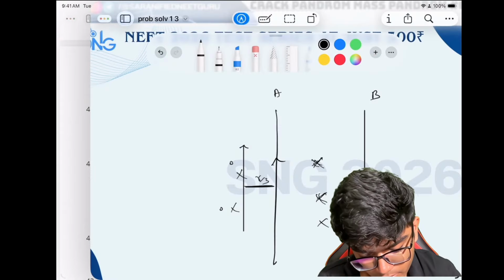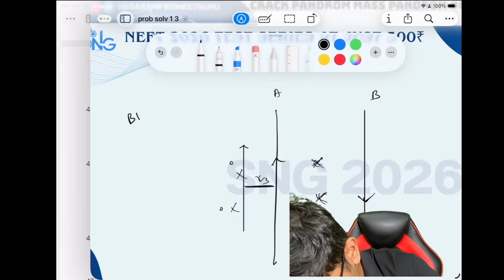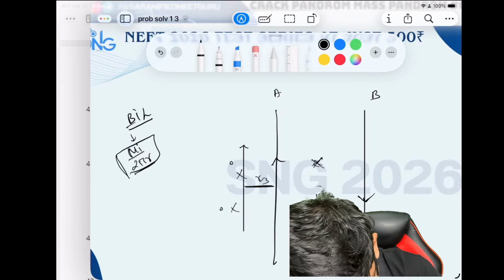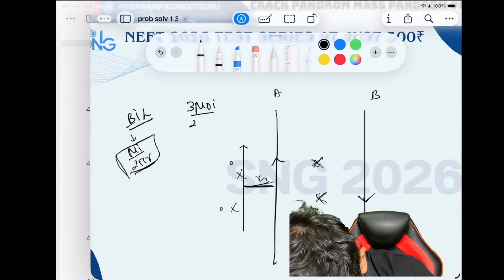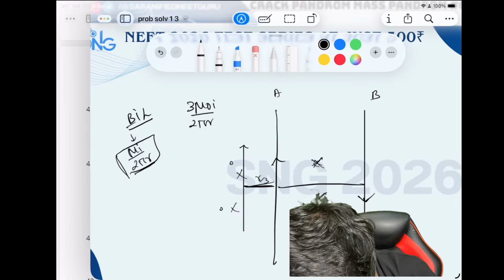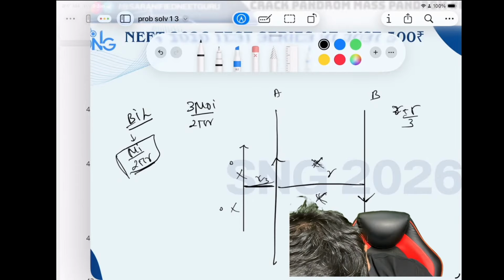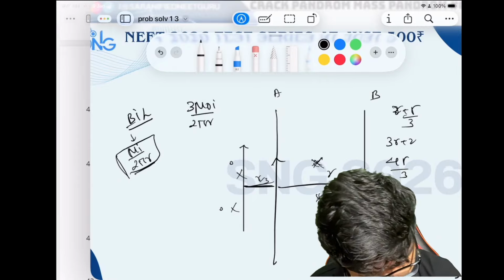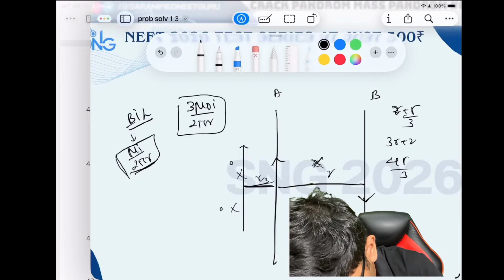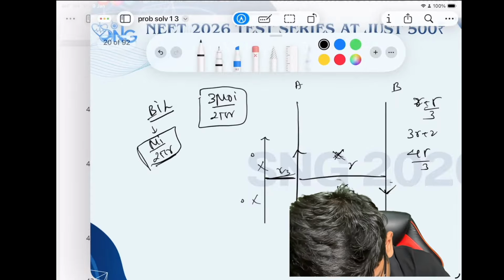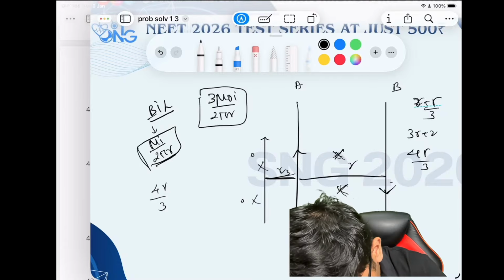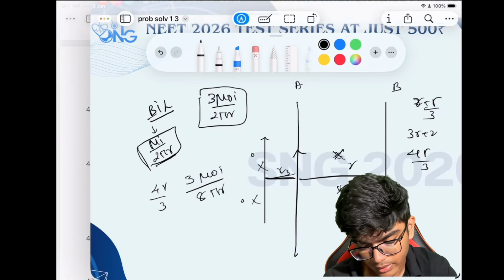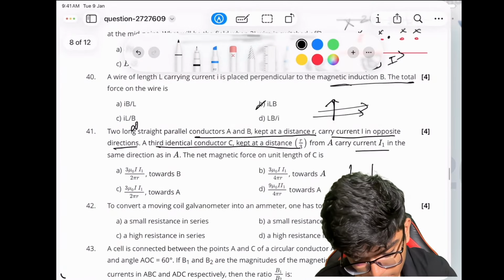Mu naught I by... Force is equal to BIL. Okay? B is nothing but mu naught I by 2 pi r. Correct? Okay, 2 pi r by 3. So this is 3 mu naught I by 2 pi r. Nothing but this is r plus r by 3, which is 3r plus r, 4r by 3. Correct? 4r by 3. 3 mu naught I by 2 pi r. This is one, another is 4r by 3, which is 3 mu naught I by 8 pi r. Okay, so the difference will be 3 mu naught I by 4 pi r, towards A.